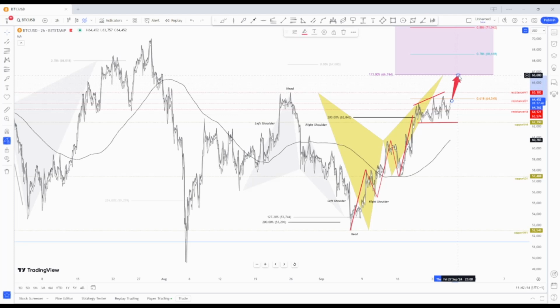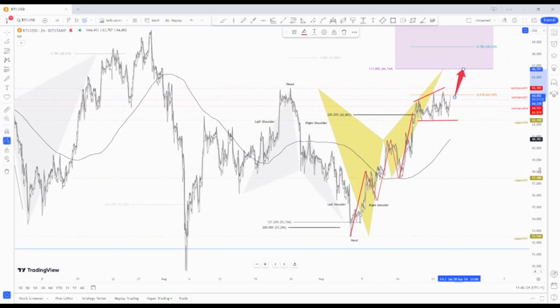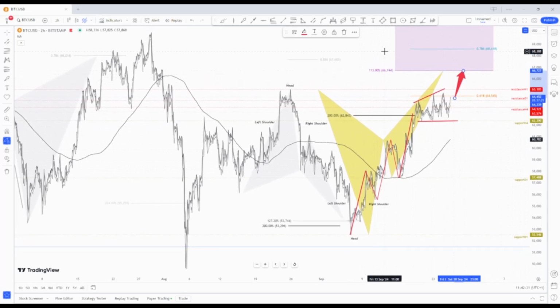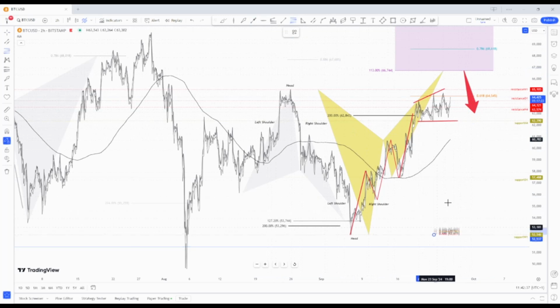Always pay attention to the patterns. If that happens, it may be limited to this level, $66,744. So this is the 113% Fibonacci extension level, and this is a level of pressure for Bitcoin. If the price approaches these levels, I will admit a short on Bitcoin towards the 38% Fibonacci level.